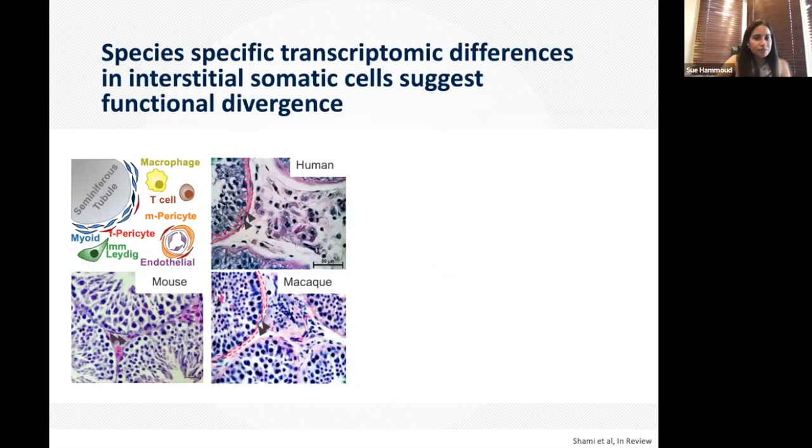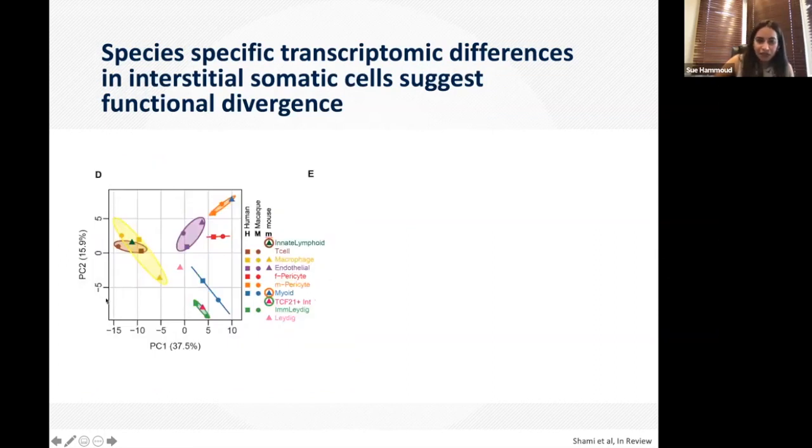Just to speed up a little bit, sorry for time, the final comparison was to look at the somatic compartment across the 3 different organisms. We know histologically that the vast majority of somatic cells are conserved across the 3 different species. The organization is slightly different. What was really surprising, though, is that when we did PCA analysis on global somatic cell populations from the 3 species, we find that, as expected, immune cell populations are clustered and highly correlated across the 3 species, as well as endothelial cells.